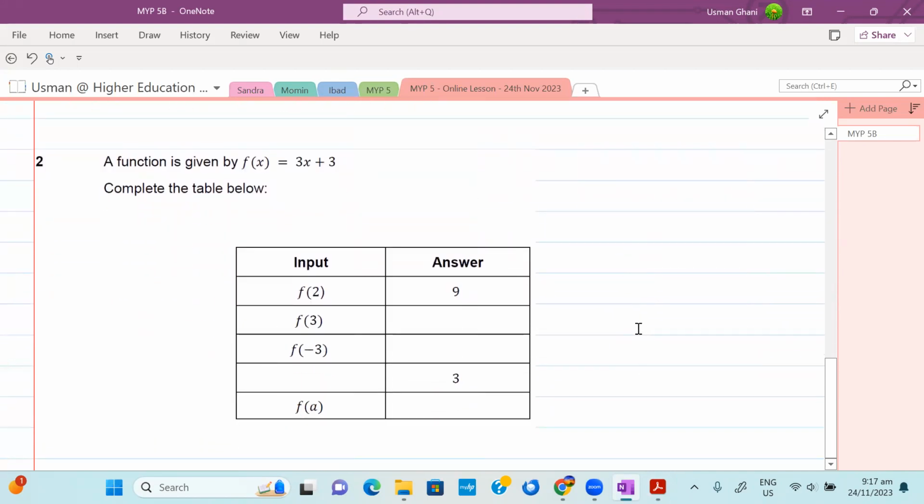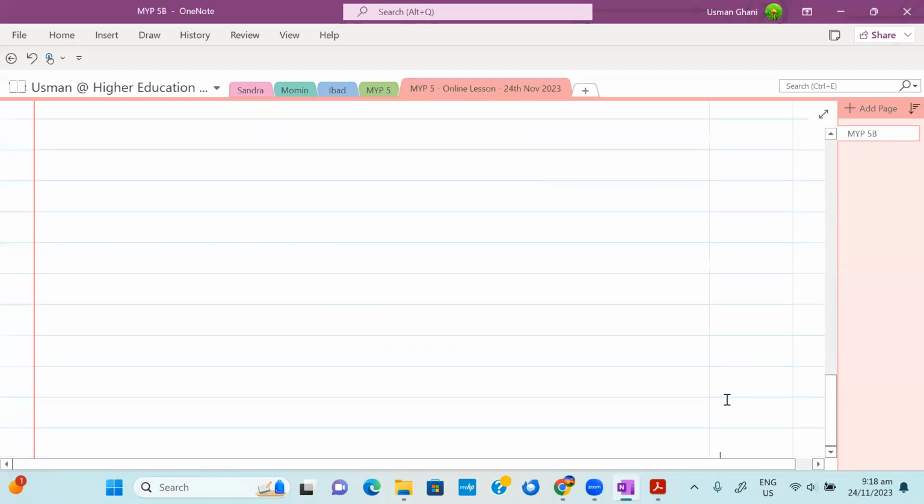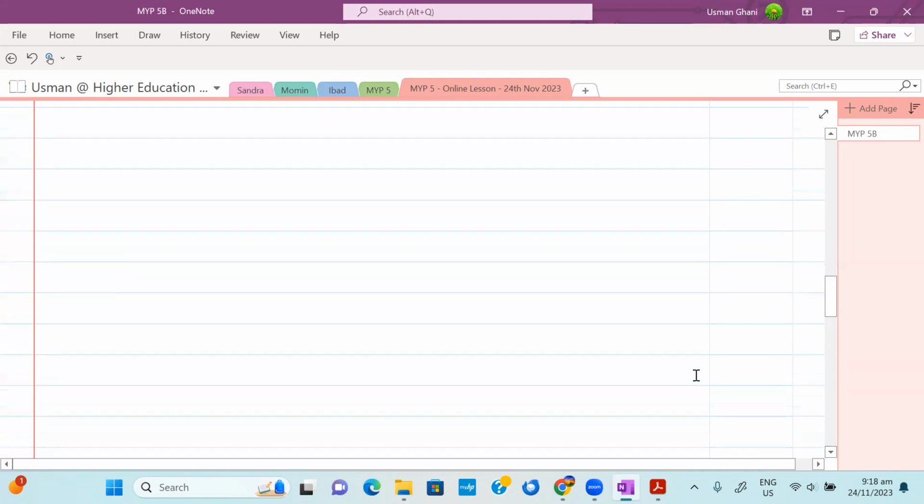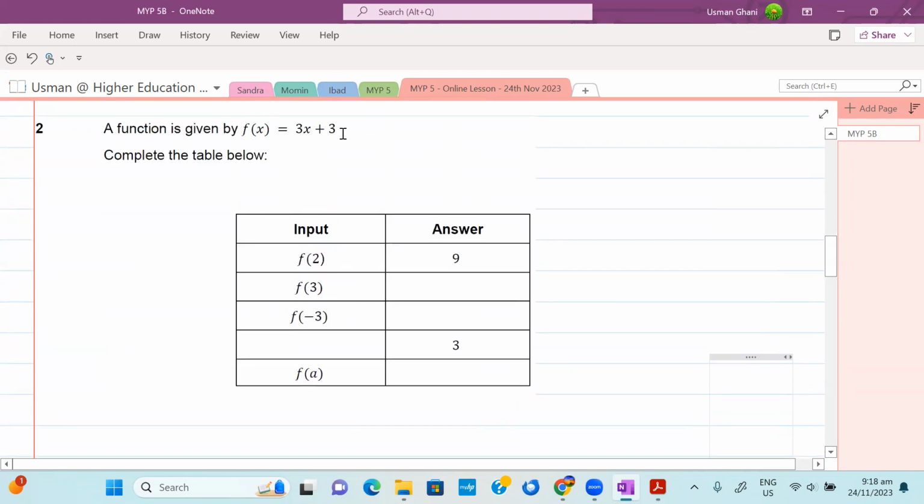Yeah, I can see it. So a function is given by f of x is equal to 3x plus 3. Complete the table below. So how do you read this table? That's the main science of this question. If you give an input of 2 in your function above, you get an answer of 9. Let's check: when I place an input of 2, 3 times 2 is 6 plus 3, that is 9. So if you know how to fill the table, you would know how to solve it.